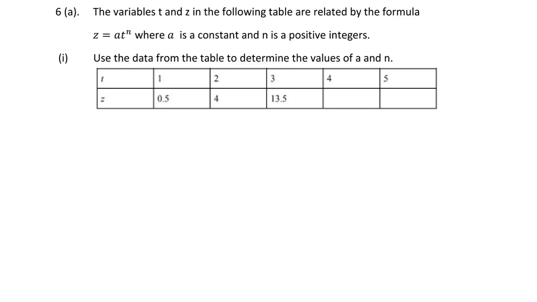Okay, so the given equation is z equals a t to the power n. Let us take t equals 1 and z equals 0.5 from our table above. We are going to substitute this into our formula. Then we are going to have 0.5 equals a times 1 to the power n. Okay, so we know that 1 to any exponent gives 1. Therefore, our equation is going to be 0.5 equals a.